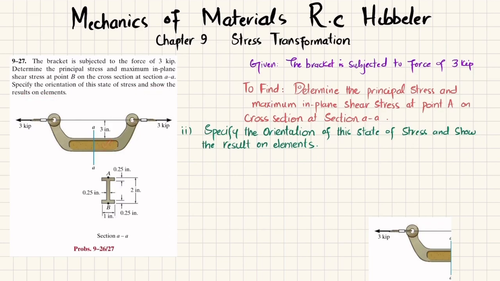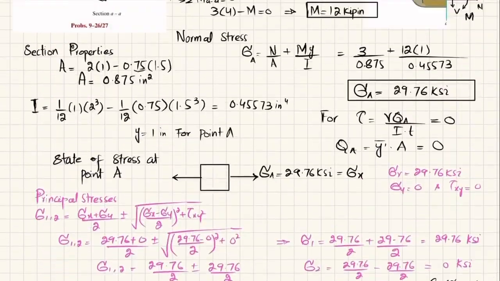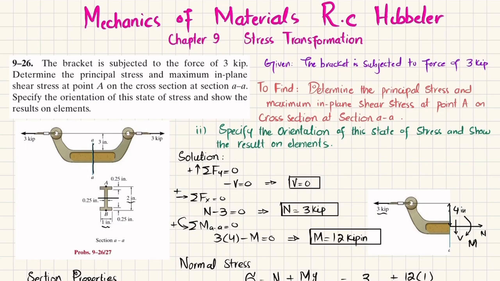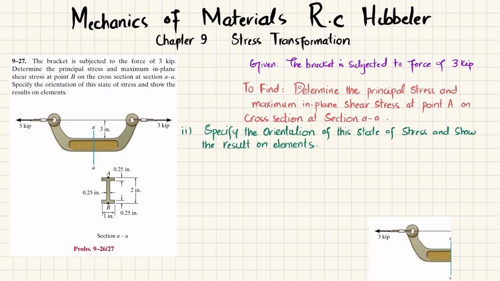So you can see this is a bracket, and a 3 kips axial or tensile load is applied. At section AA, the cross section is shown, which is an I beam, and you have to find the principal stresses at point B and the maximum in-plane shear stress, and specify the state of stress and show the result on the element. In problem 9-26 we solved this. This is exactly the same, but instead of point A, here we will solve it for point B. So let's start with the solution.